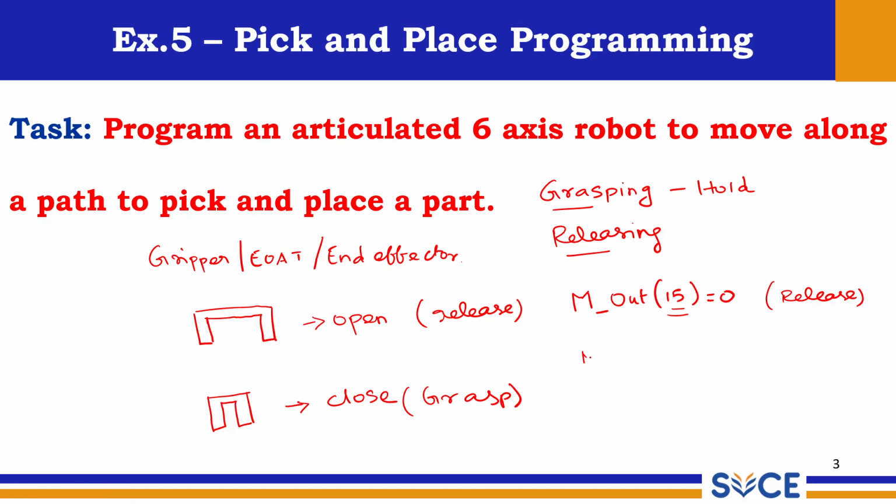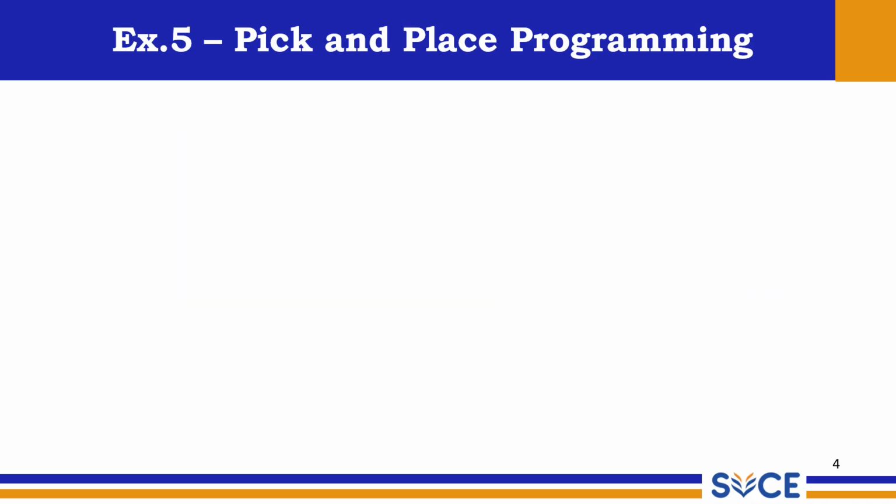Now what is the true condition? M_Out at port 15, and always it is 15, usually for gripper action, is equal to 1. 1 means true, that is, it is going to grasp. So 1 associates to this particular case, the closed gripper, and 0 means the release case. This is the first concept. Now we'll go for the next concept.